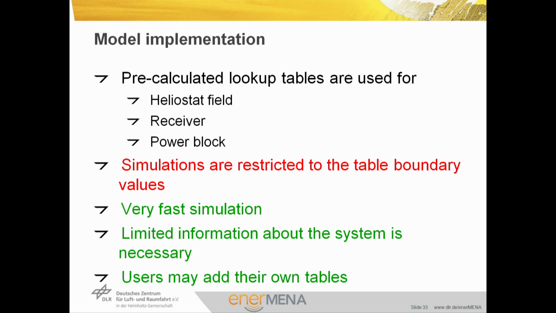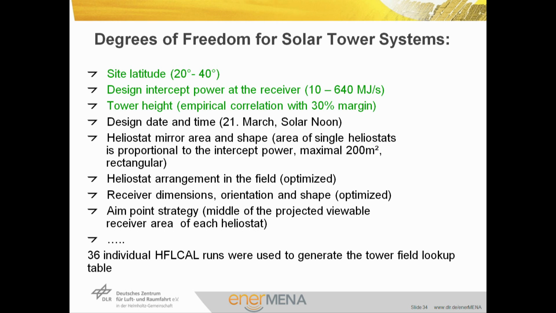For the solar tower power plants, Greenius is using pre-calculated lookup tables for the heliostat field, for the receiver, and for the power block. This has a disadvantage that the simulations are restricted to the table boundary values, but it also has a couple of advantages. We have a very fast simulation of the typical year, and the user needs only limited information about the system to start the simulation. And to give it again more flexibility, users may add their own performance tables if they have generated them.